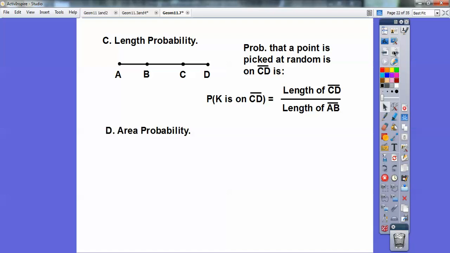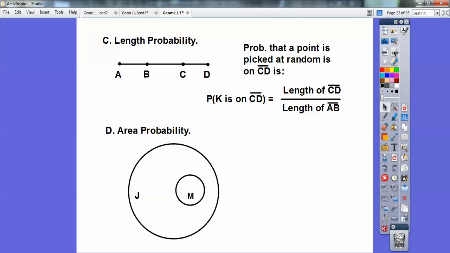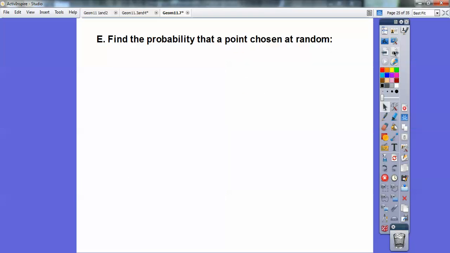All right, so for area probability, say I'm dealing with this circle right here. It's going to be the area of circle M divided by the area of circle J. And they don't have to be circles. They could be rectangles or squares. I can put a rectangle in there, and then it would just be the area of that rectangle. Whatever you're dealing with, the triangle is 1/2 base times height. Remember all that? I think I just have circles, but same thing. It's just favorable divided by total.